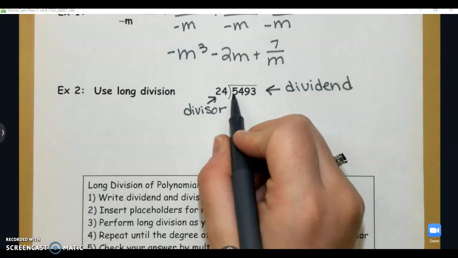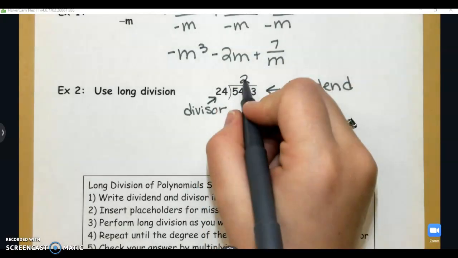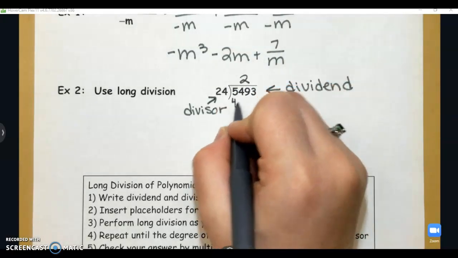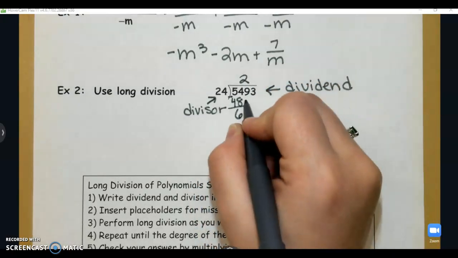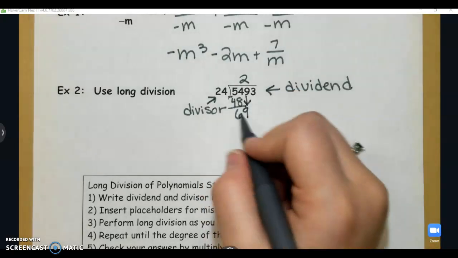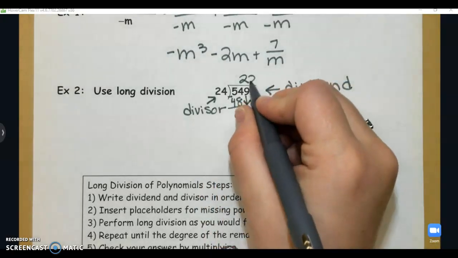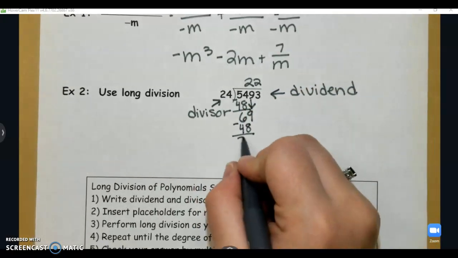Well, 24 can't go into 5, but it can go into 54, and it does that 2 times. 2 times 24 gives us 48. And then the difference between 54 and 48 is 6. Then I bring down the next number in the lineup, and that gets me 69. 24 goes into 69 2 times as well. So that's also 48, which gives us a remainder of 21.